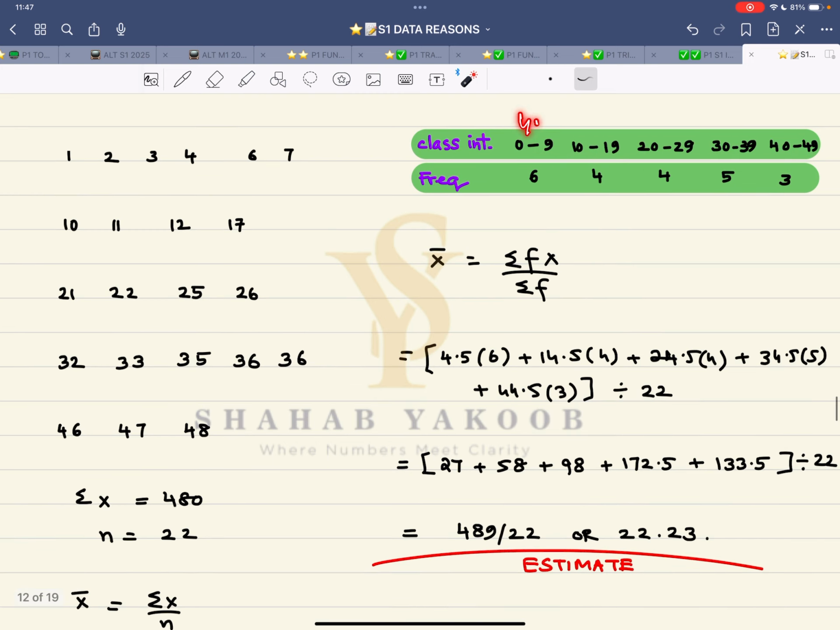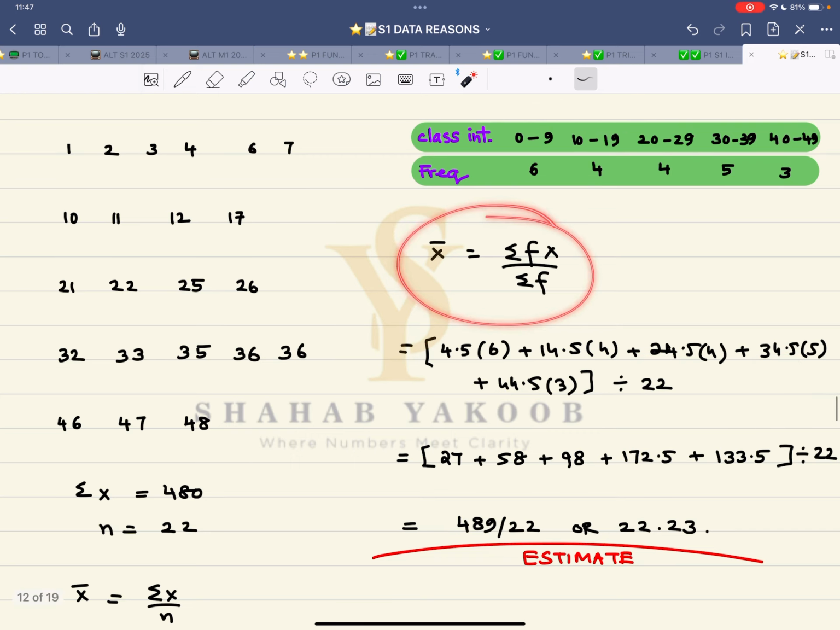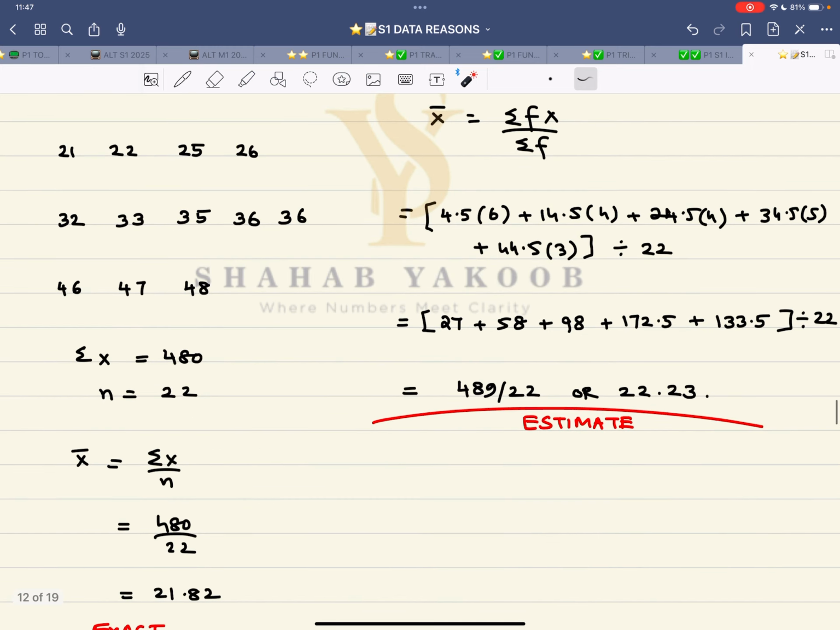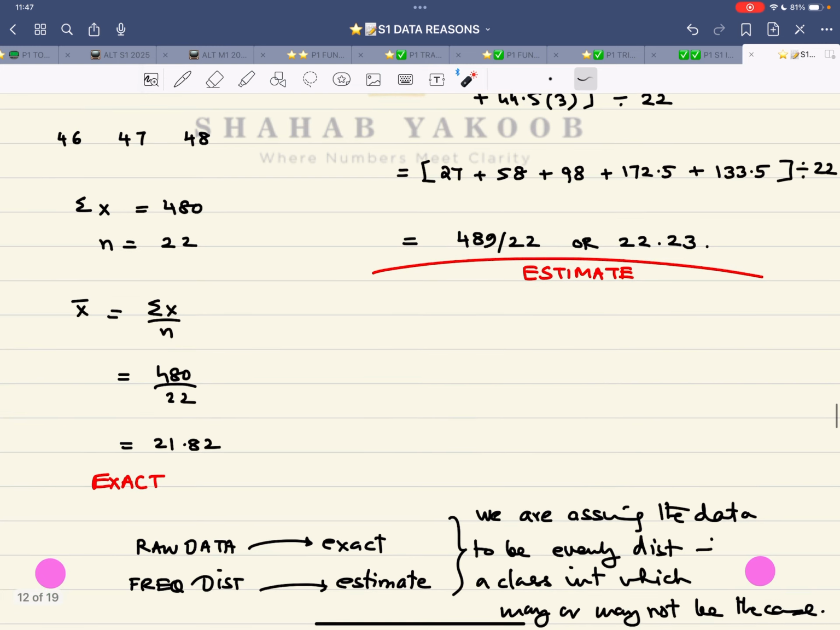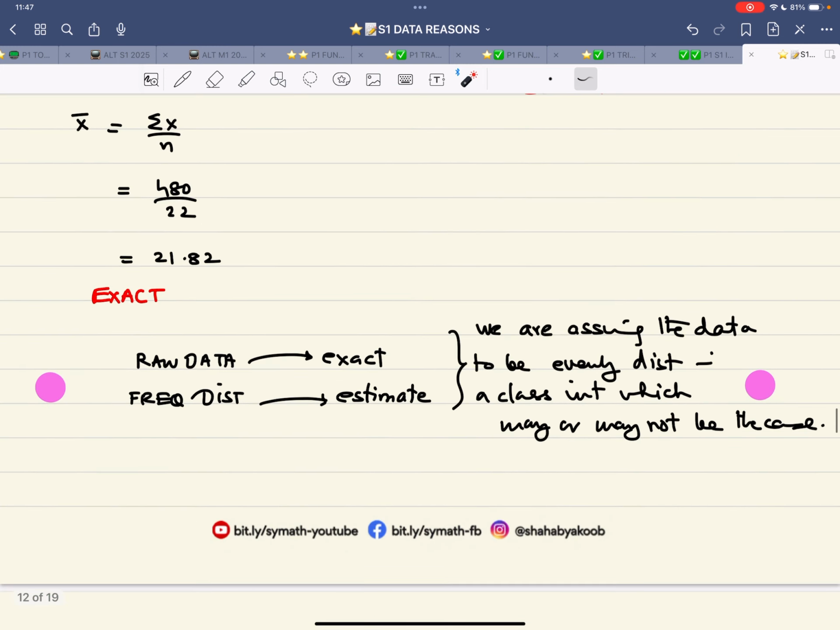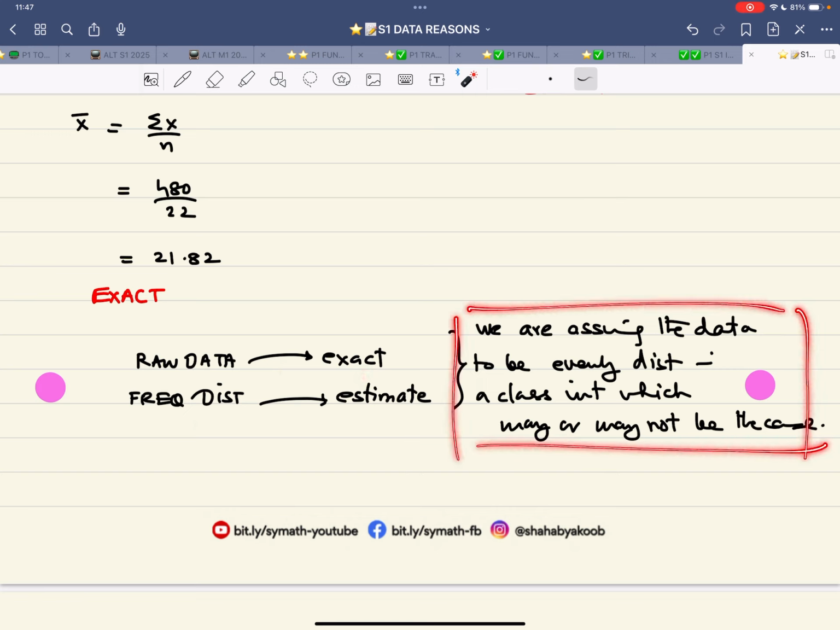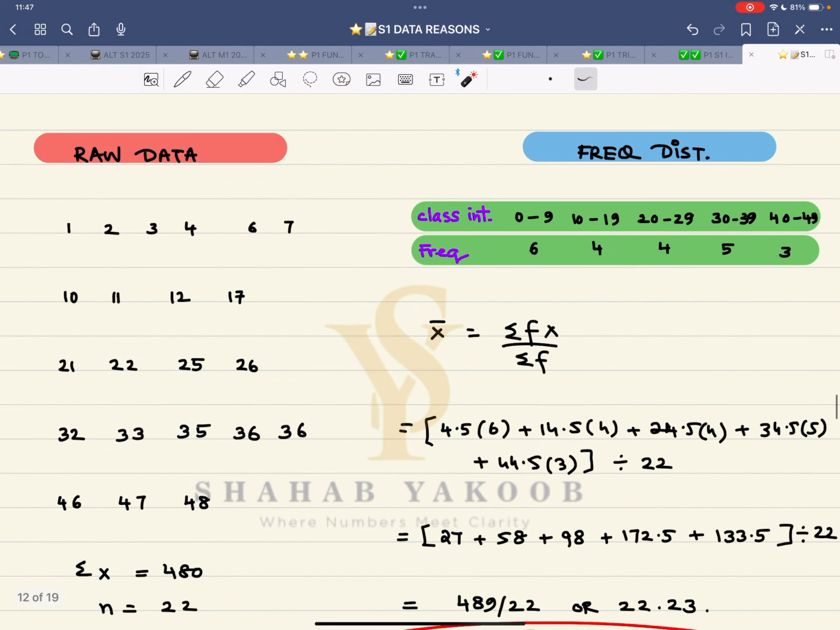The mid values over here are 4.5 and 14.5 and 24.5 and 34.5 and 44.5, and I apply this formula sigma fx over sigma f, and this mean is coming out to be 22.23. So this is an estimate, this is exact. Raw data will give us exact, frequency distribution will give an estimate. Why? Because we are assuming the data to be evenly distributed in a class interval, which may or may not be the case. That means between 0 and 9, I'm using the value 4.5.